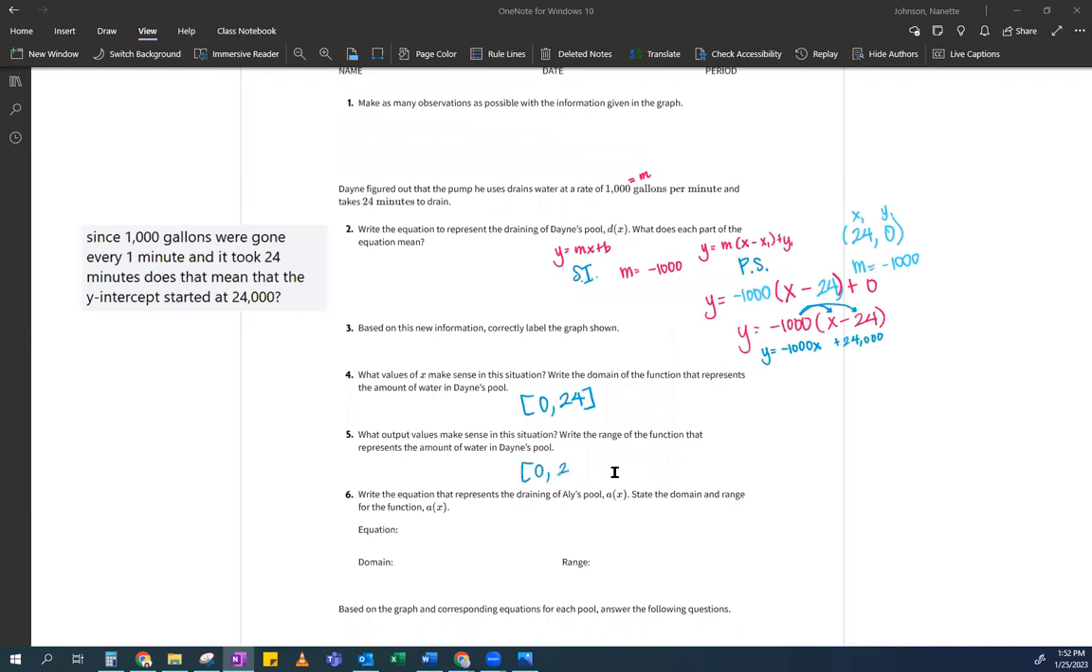Someone in the chat asked, Miss Johnson, why didn't you put a comma right there? Why did you erase your comma? Because commas mean from this to this, and I don't want anybody to think from 0 to 24 to 0. That doesn't make sense. So no commas in there. Someone put 24,000 comma 0, and I don't want you to do that, because whenever we write numbers, we always write them in order from small to large.